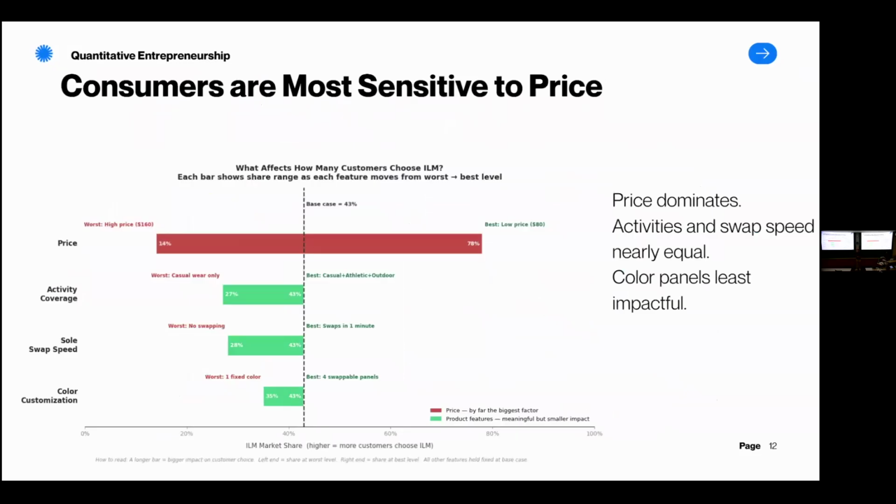Next, looking at the tornado plot to see how this expected share changes with price changes, activity coverage, and the differences in our product attributes, we see that consumers are most sensitive to price, meaning that if there's any change in the price, our simulated market share is expected to change a lot. The next 2 most sensitive are the activity coverage and the sole swap speed. And we also determined that color customization is not really a huge factor for consumers.